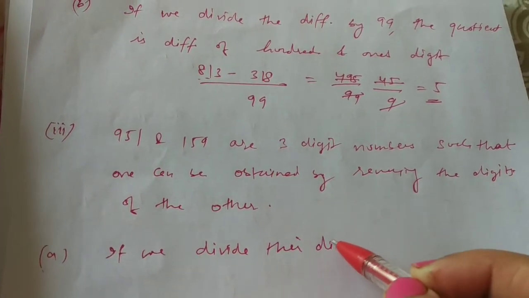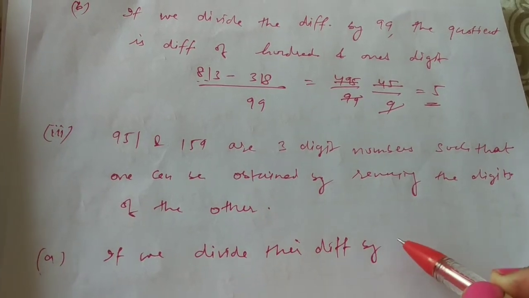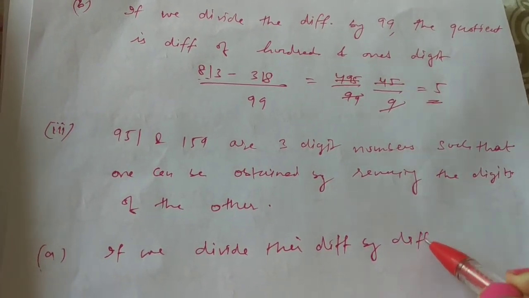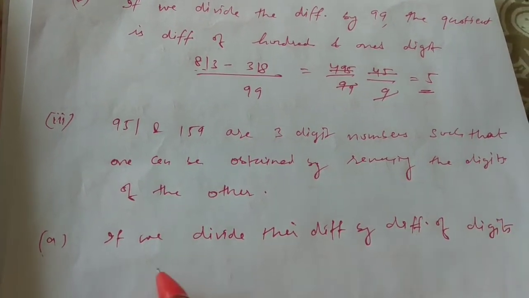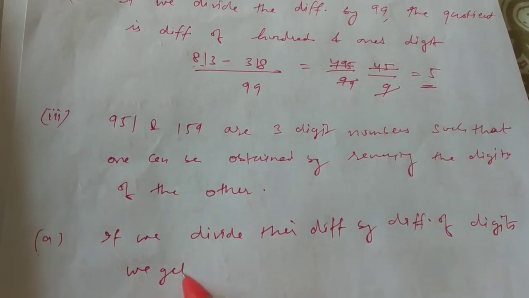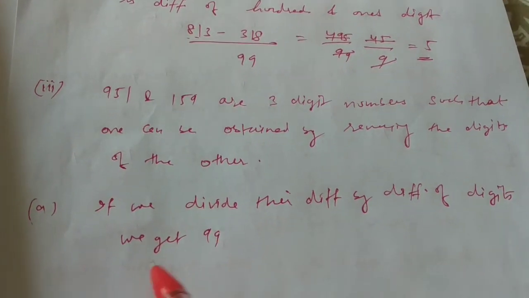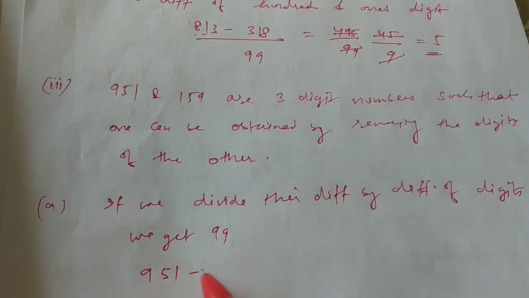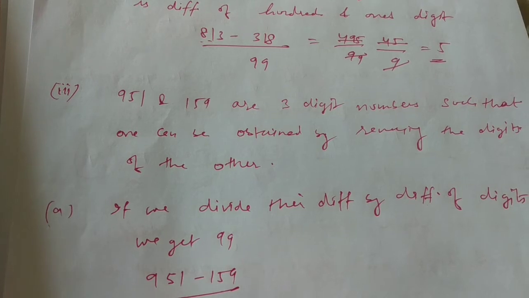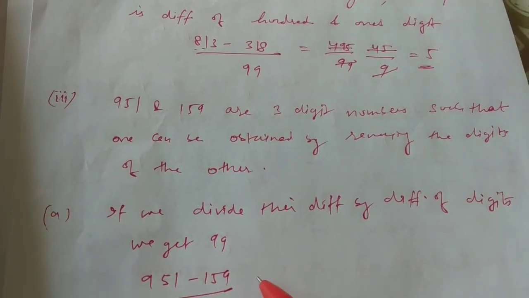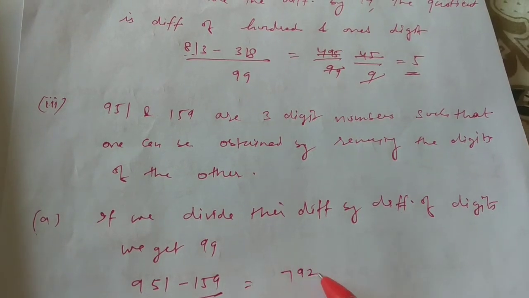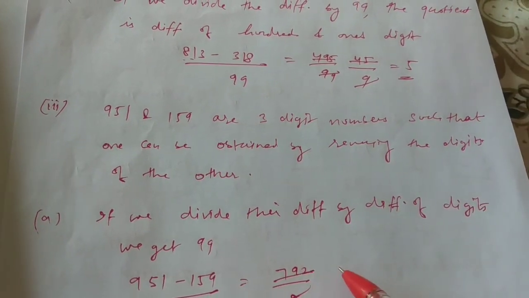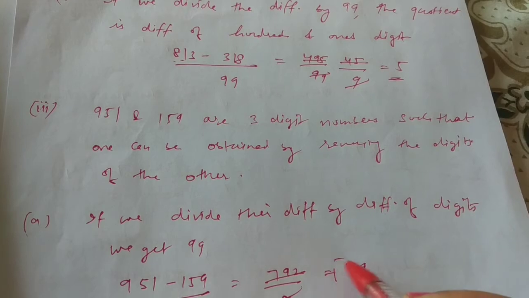For A part we would write: if we divide their difference by the difference of digits, we get 99. So how can we solve it? 951 minus 159 by 8. Why 8? 9 minus 1, 8. So we will get 792 by 8, and after cancelling it we will get 99.